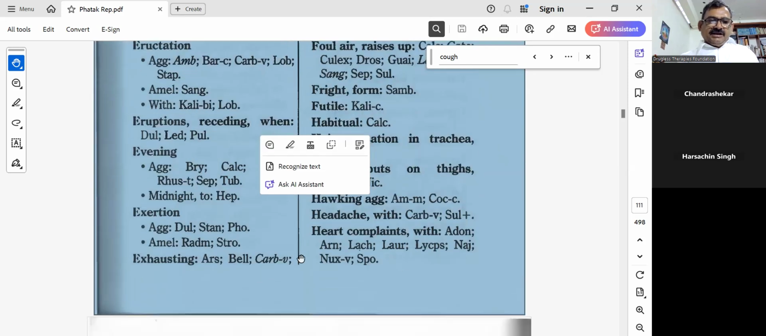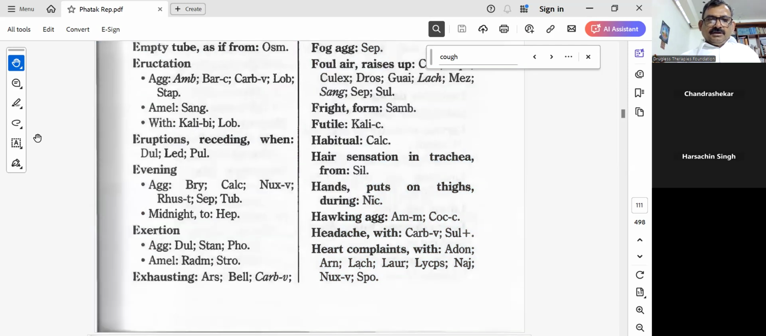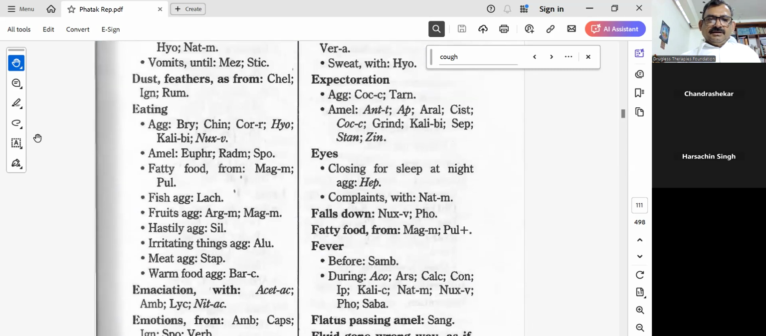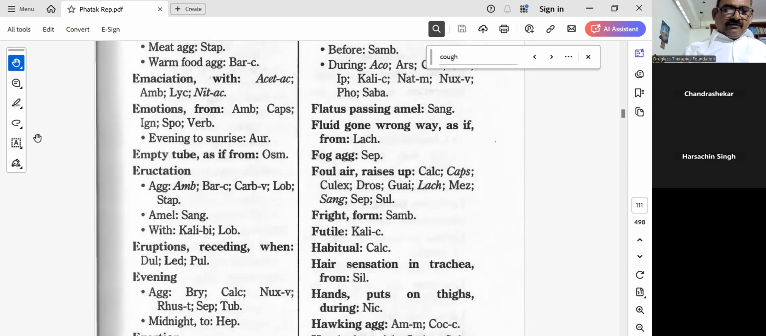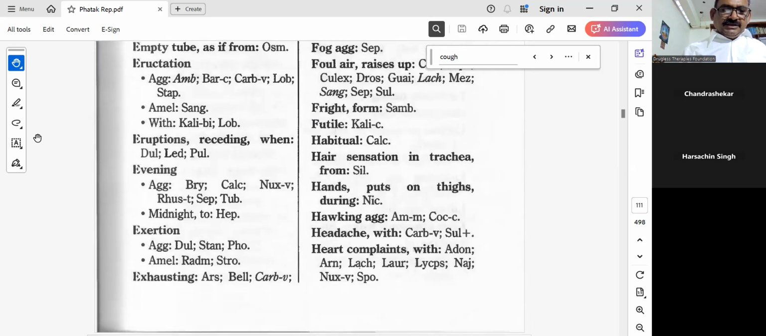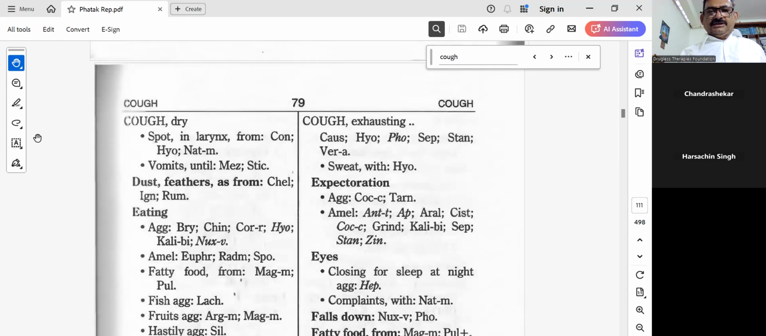And exertion aggravation. So now we see again, heart complaint. What you have to ask them is, is there any other common problem you have, or have you been diagnosed? You have to ask, and they will tell you. Exhausting cough, they go very weak, and they get exhausted. So these are the remedy.